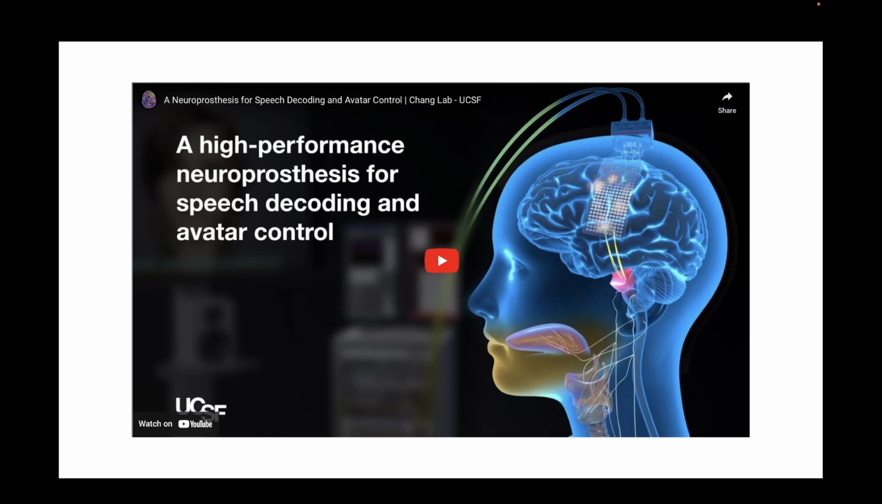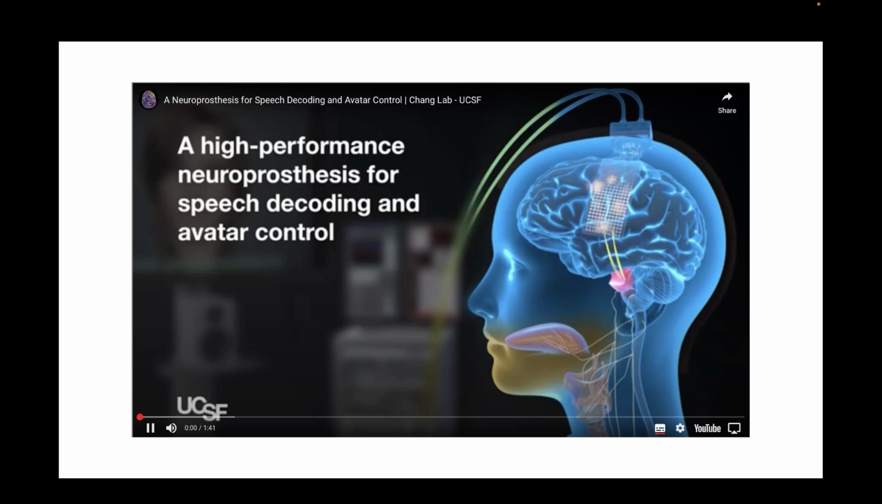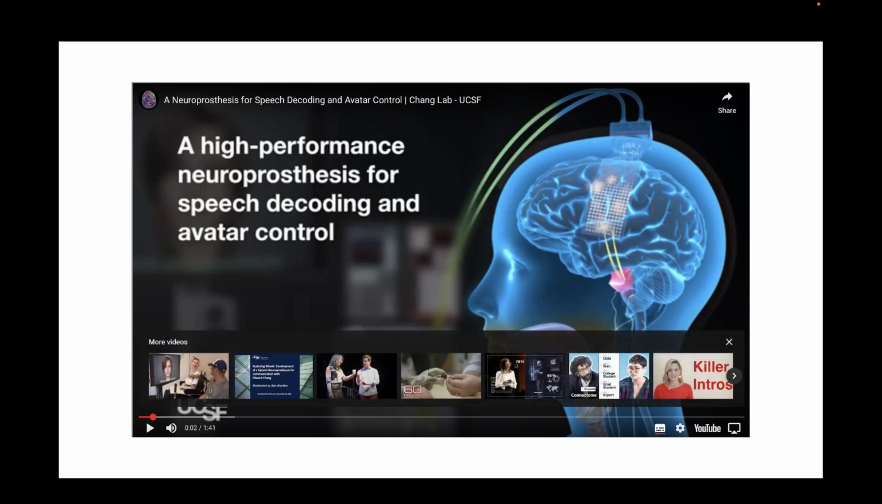And this is multimodal data where they use muscular information, ECoG, and multi-electrode array recordings. So I'll just play it. Let me know if the audio is audible. Yes, yes. Okay.